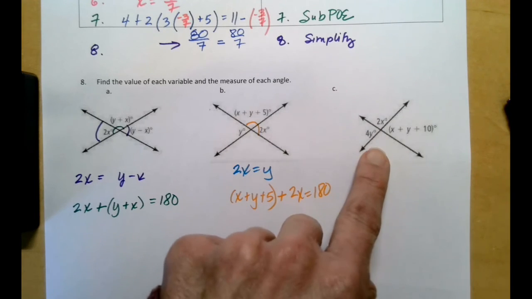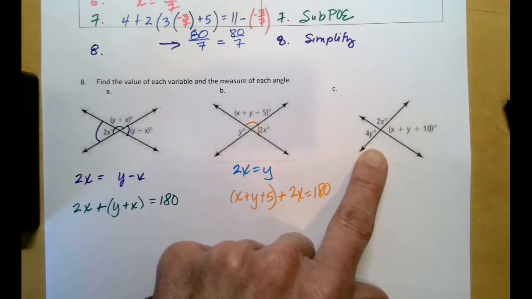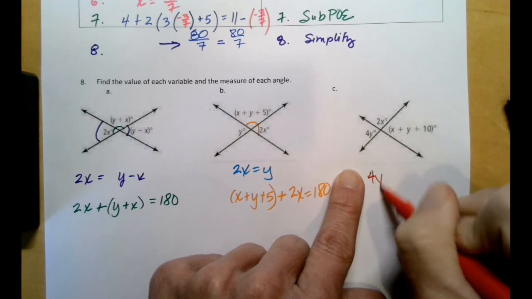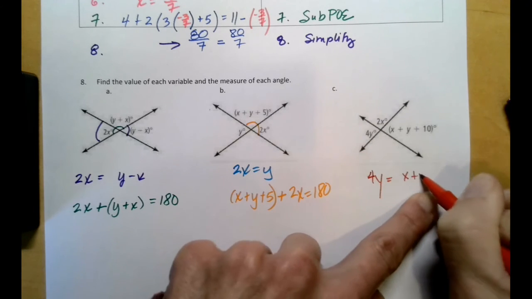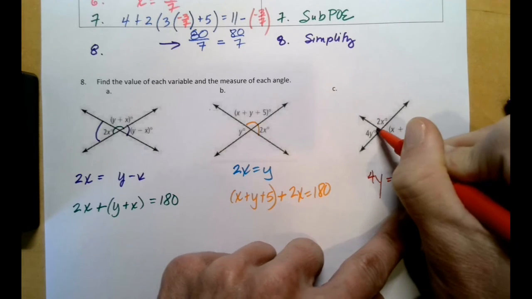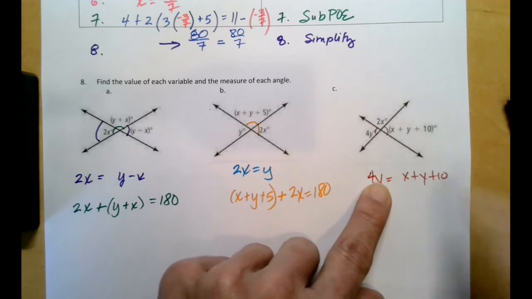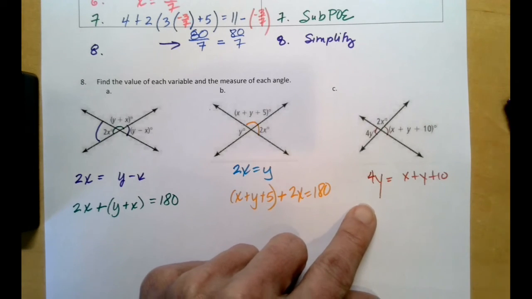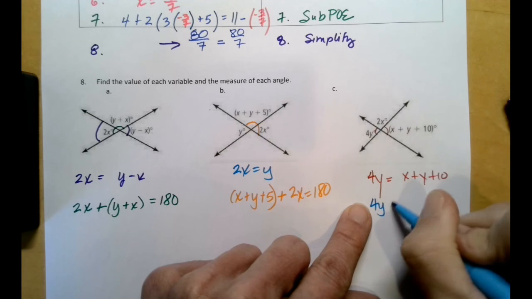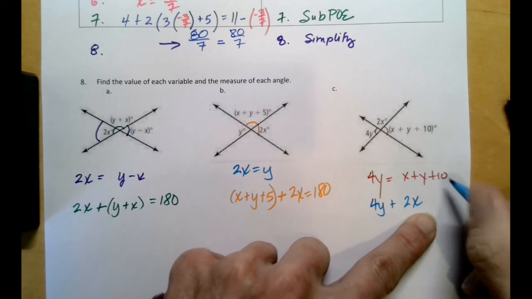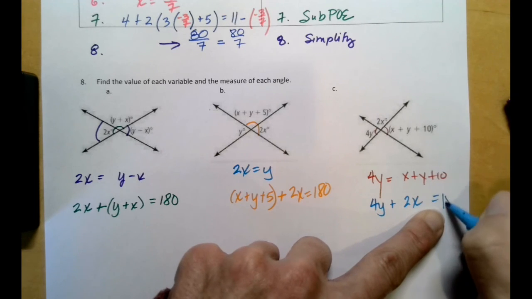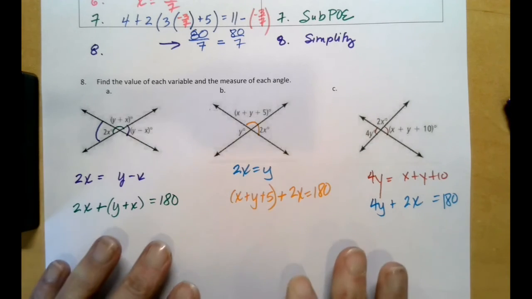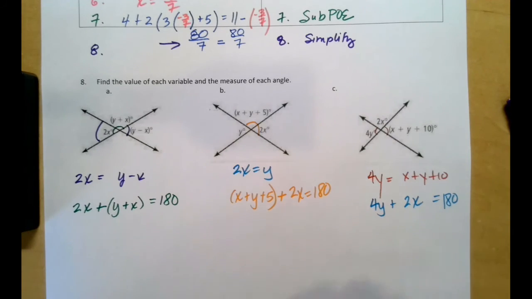Okay. Same thing over here. Ready? We have 4y is equal to x plus y plus 10. Here's our vertical angles. They're equal to each other. And this one's pretty simple. 4y plus 2x is equal to 180 degrees. So these are systems of equations that you need to solve.